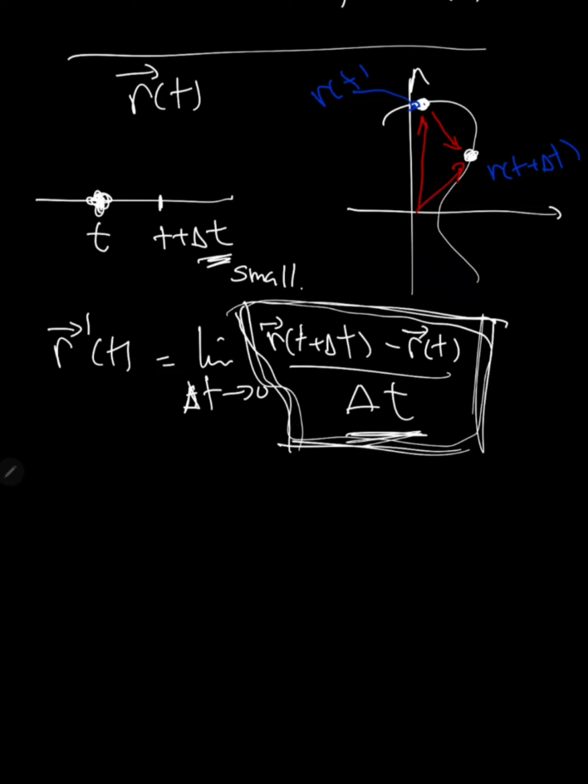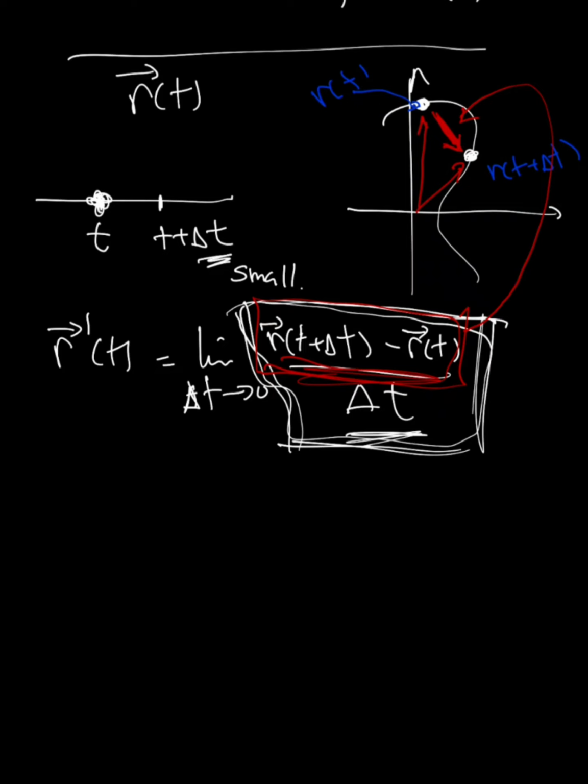Okay. So this is the interesting vector. This is r of t plus delta t minus r of t. Let me do something like that. All right. Now, what happens? Let's just concentrate on the top part of this difference quotient. So what happens as delta t gets smaller and smaller and smaller?